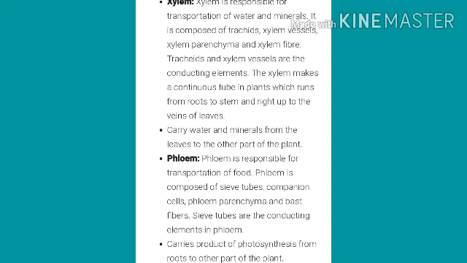Phloem is responsible for the transportation of food. Phloem is composed of sieve tubes, companion cells, phloem parenchyma and bast fiber. Sieve tubes are the conducting elements in the phloem. It carries products of photosynthesis from the leaves to other parts of the plant.